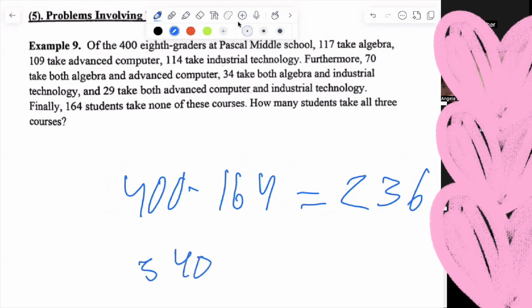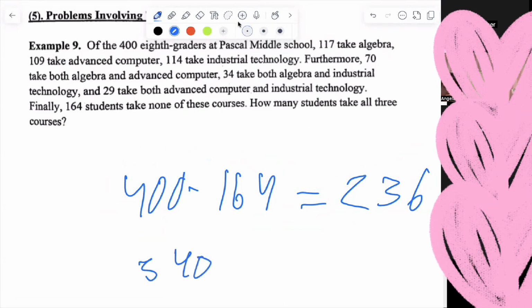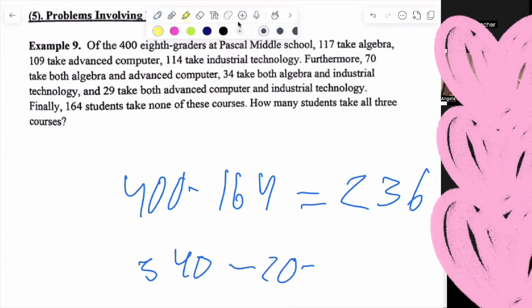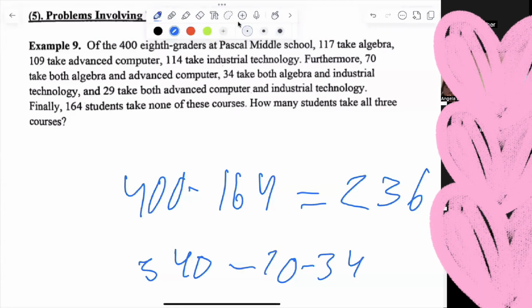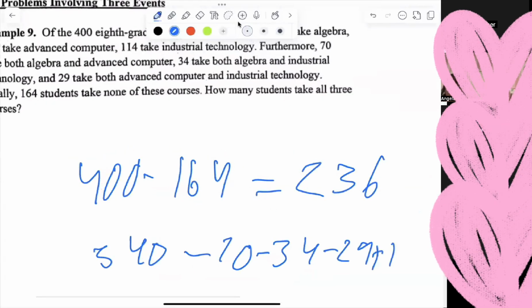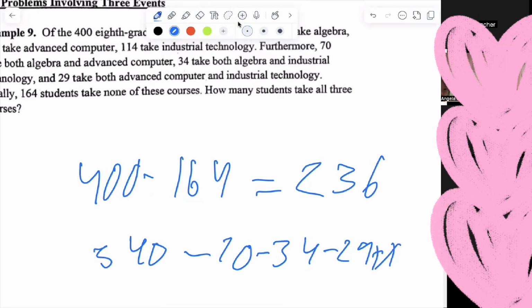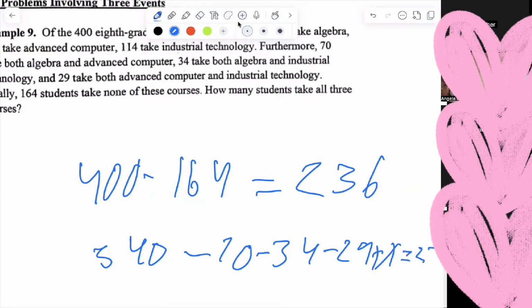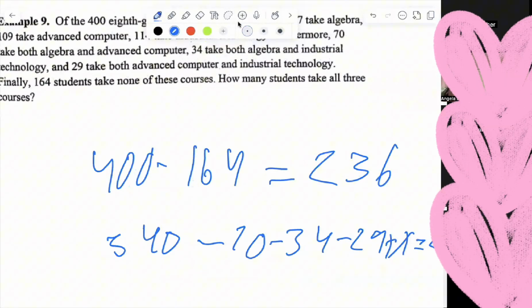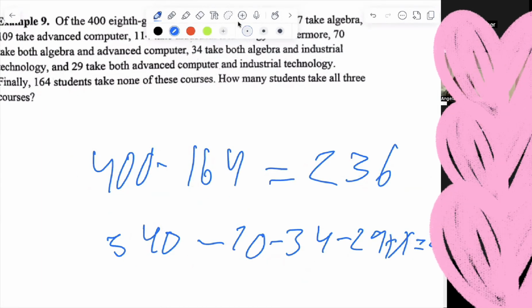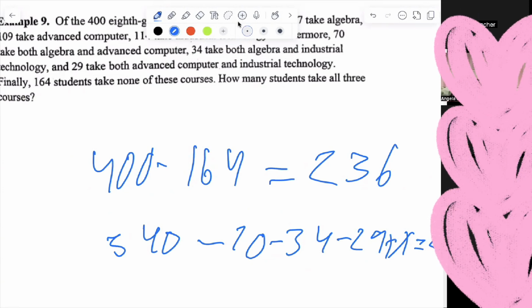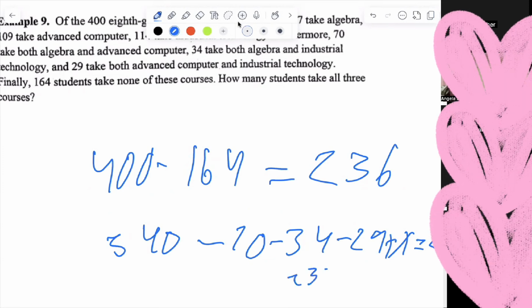It gives us 340, because we want to do the PIE method again. Now, we have to subtract the 70, the 34, and the 29. And then we add the remaining, which is x. So x is all three of those courses, and this should give us 236. So let's do the math. 340 minus 70 is 270, minus 34 should give us 236.